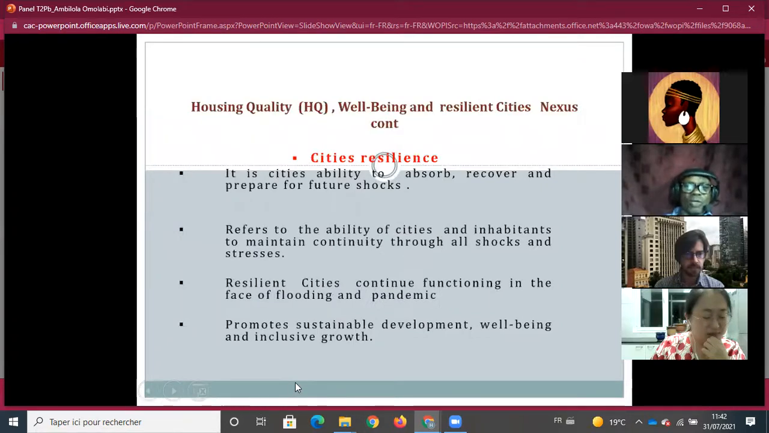Yeah, city's resilience, I want to concentrate on this, has to do with the ability of a city to absorb, to recover and prepare for future shocks. It's all about the ability of the city and inhabitants to maintain continuity through all shocks and stresses, which is the focus of SDG 11, talking about a city that is sustainable, livable, resilient, healthy and safe. So resilient cities continue to function in the face of flooding and pandemic. This is a model of what we are trying to create in the study, using the study area as a model that other cities can follow. Quickly, let's go to the next slide.